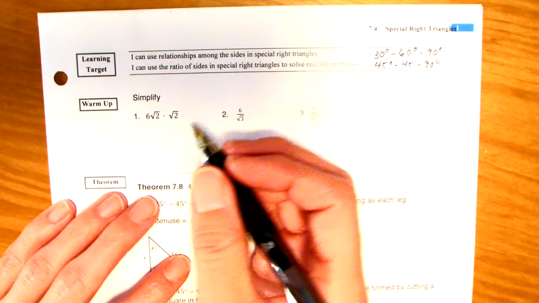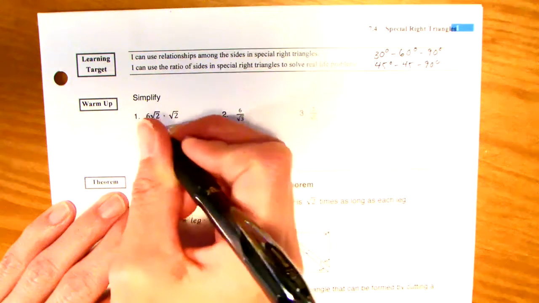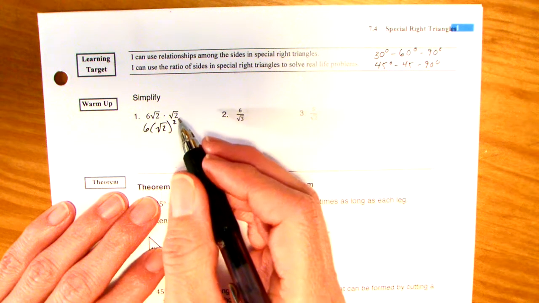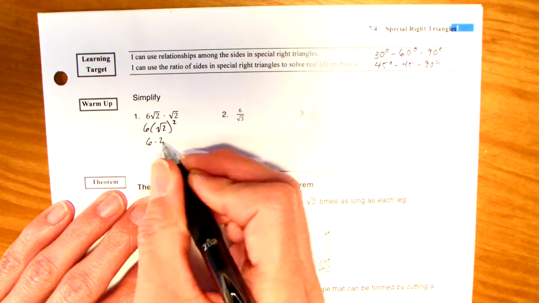Let's multiply this. This is the same as 6 times the square root of 2 squared. Well, remember what a square and a square root would do? They cancel each other out. So it's just 6 times 2, which is equal to 12.